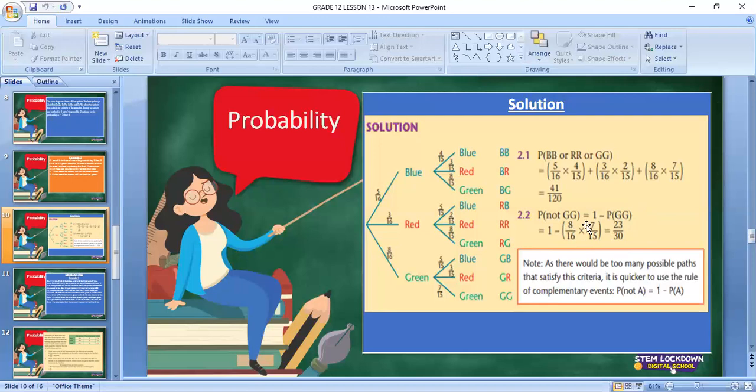We'll say 1 minus the probability of green, green. For green, green, the first green is 8 over 16, and the other green is 7 over 15. Why? Because the first ball was not replaced. So we simplify this to get 23 over 30. Okay. Hope that is understood there.